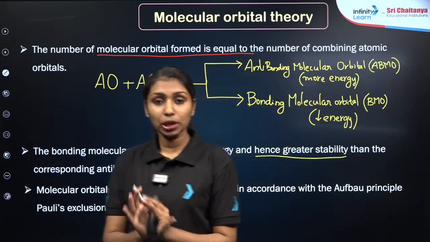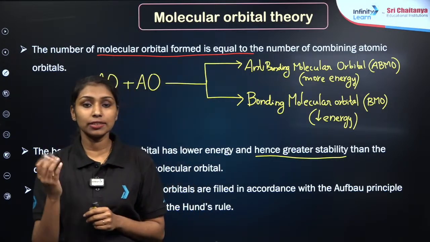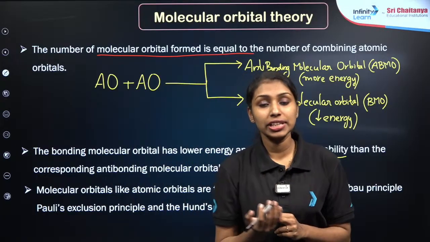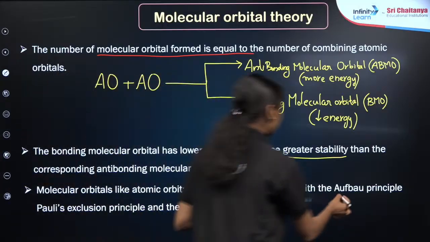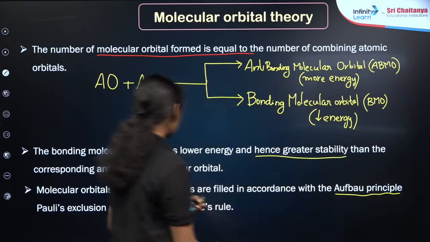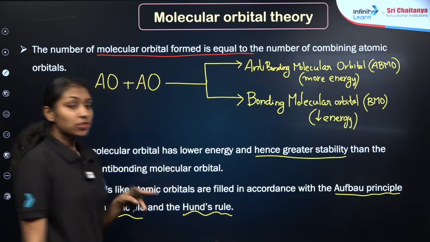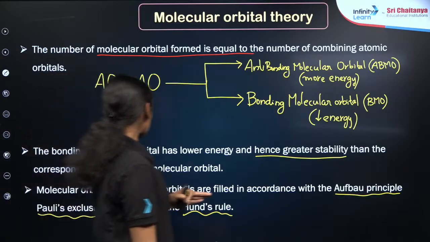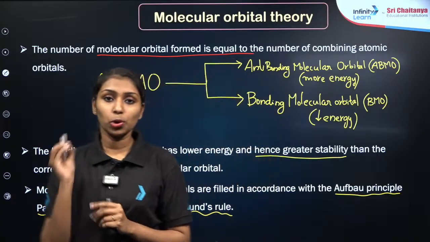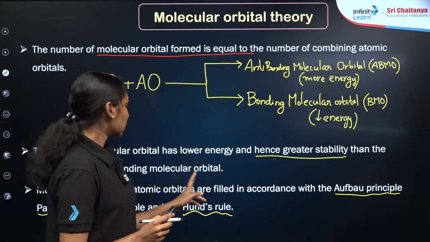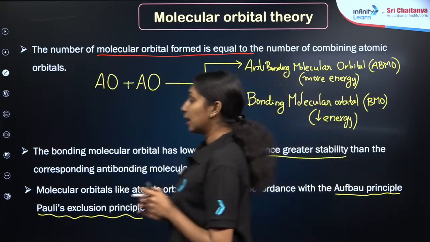Now, whenever atomic orbitals are combined to form molecular orbitals, electrons are again filled in the molecular orbitals according to the Aufbau principle. I think you have studied this in your second chapter, structure of atom, the filling of electrons in atomic orbitals. It is based on three principles: Aufbau principle, Pauli's exclusion principle, and Hund's rule of maximum multiplicity. Similarly, when we add electrons to molecular orbitals, it is again based on the same three rules. Clear?